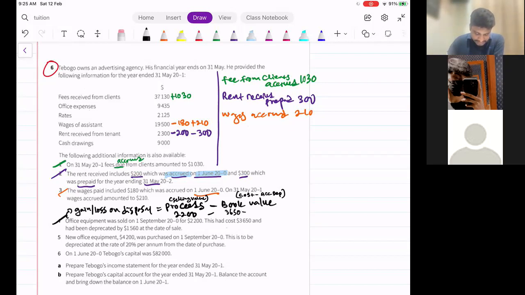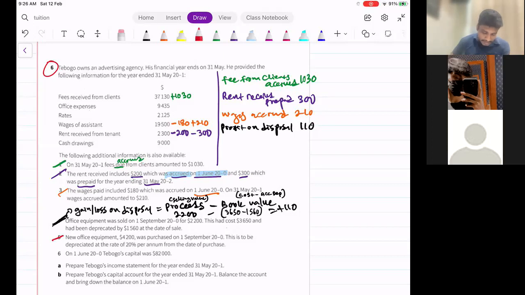So your cost is 3,650 minus your depreciation, 1,560. So you minus this, get the book value, and then proceeds minus the answer. You get a positive answer or negative answer? Positive 110. If you get a positive, it means it's your profit, gain. So right here, profit on disposal 110. Or you can say gain on disposal also, same thing. Okay, that's the purpose of this.